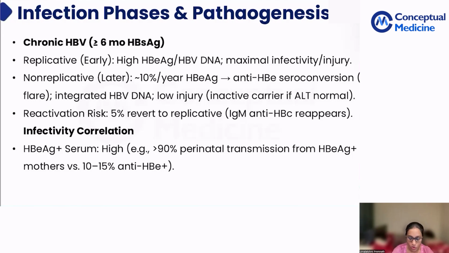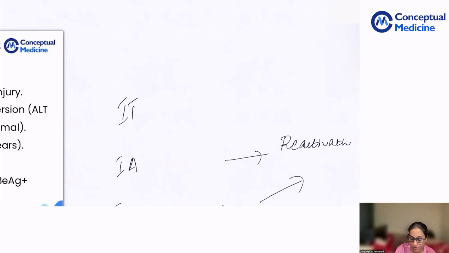So in a patient, you have your immune tolerant phase, you have your immune active phase, you have your inactive carrier phase. So these are the different phases of chronic hepatitis B. And you have sudden reactivation. The sudden reactivation can happen from any of these phases, either from here or from here. They don't have to be in succession or anything.